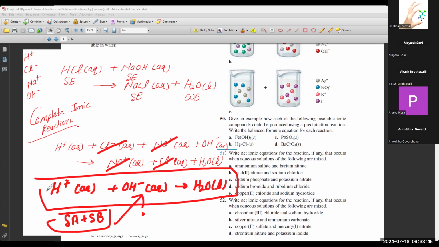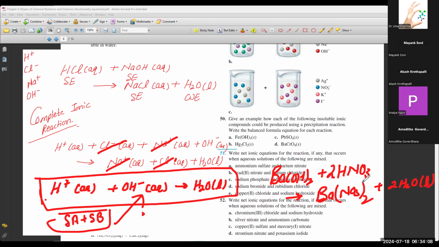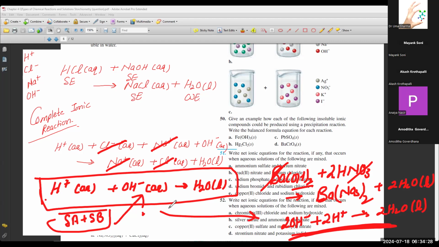Only the coefficients, like it will come 2, 2 here, but you're writing in the lowest coefficient. Like if I take Ba(OH)2, very strong base, with HNO3, very strong acid, I will get Ba(NO3)2. Then I have to balance the equation: 2H2O, liquid. So in this case, Ba will be spectator, NO3 will be spectator. So you're left with 2OH minus with 2H plus, giving you 2H2O. Can you see? Same net ionic equation, but you are supposed to write in lowest coefficient. So just get rid of this 2. Take out this 2. It's common.